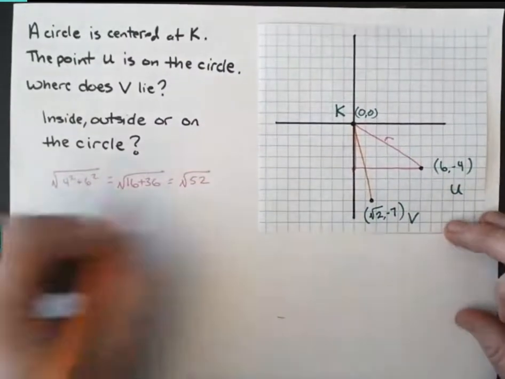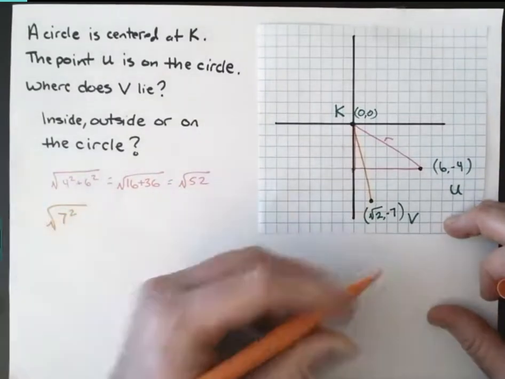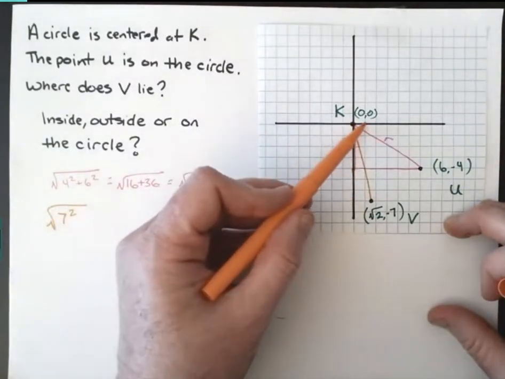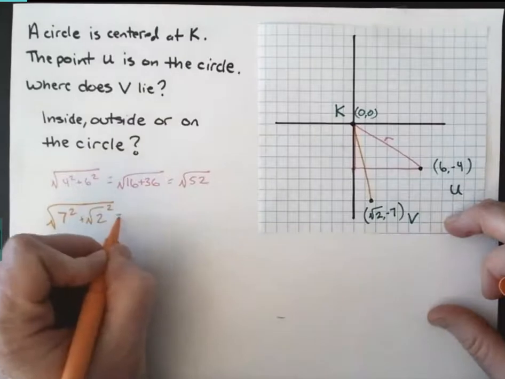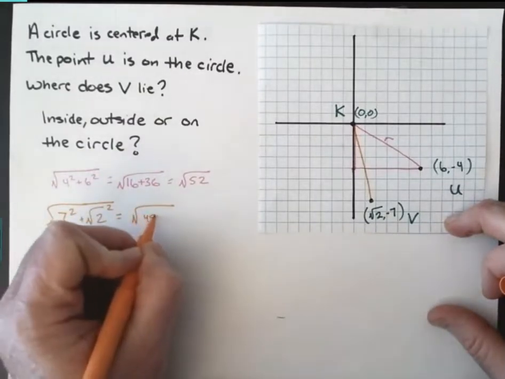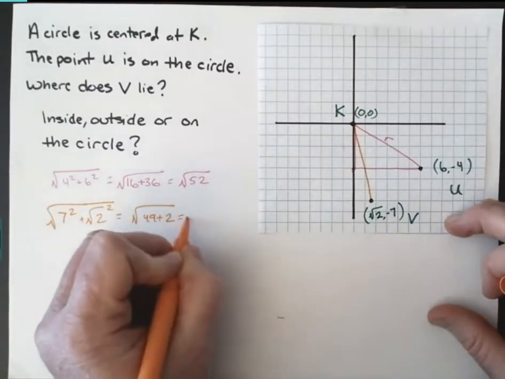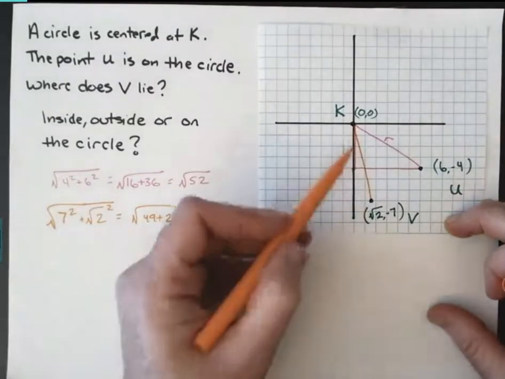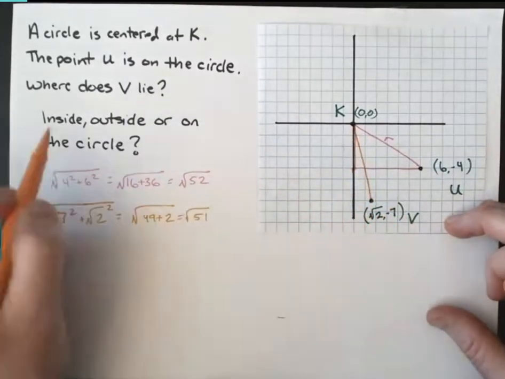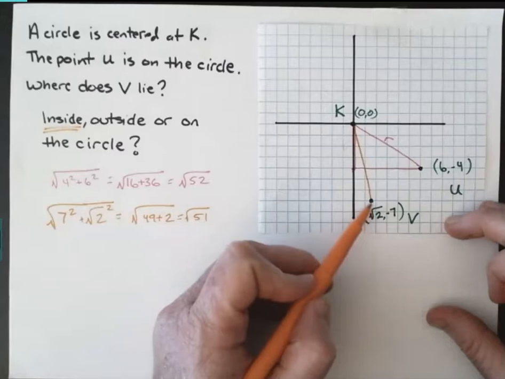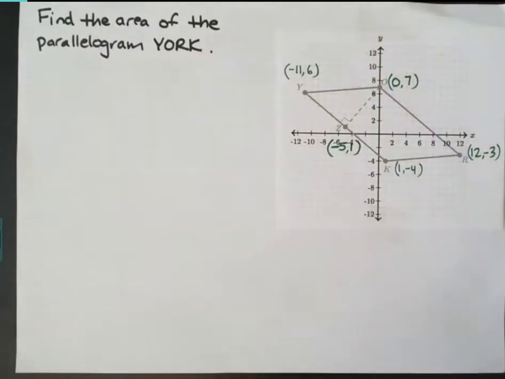Okay, so the distance from 0 to -7, that's 7. And the distance from 0 over to √2, it's √2 squared. So this is going to be the square root of 49 plus, excuse me, the square of the square root of 2, which is just 2. So this is √51. That means this is √51 units. This is √52 units. So point V is inside the circle. That distance is less than the radius. Okay. Let's take a look at the next type.